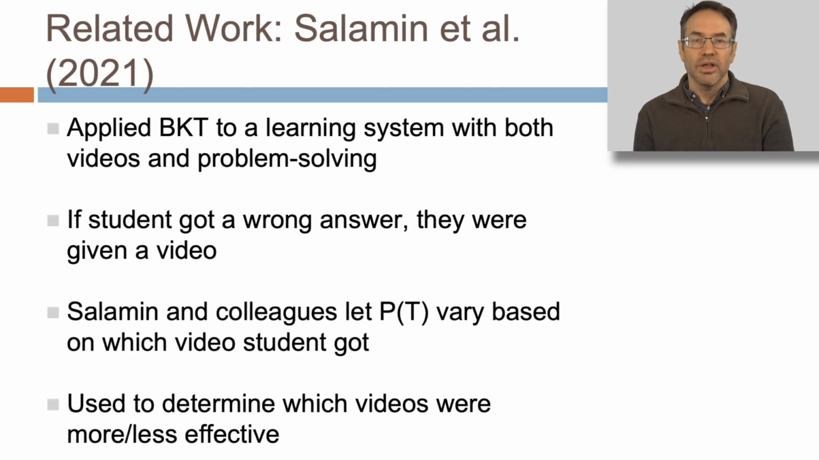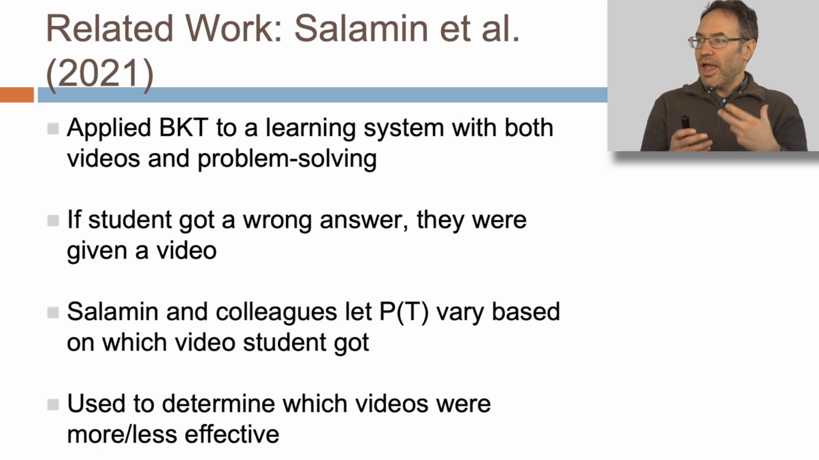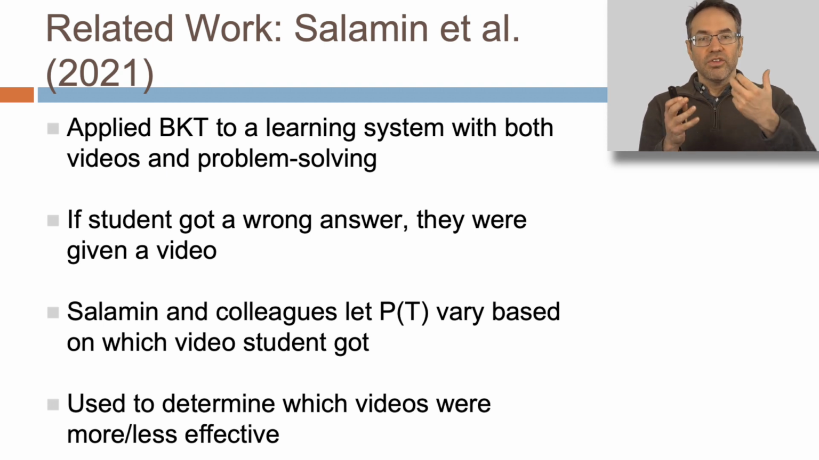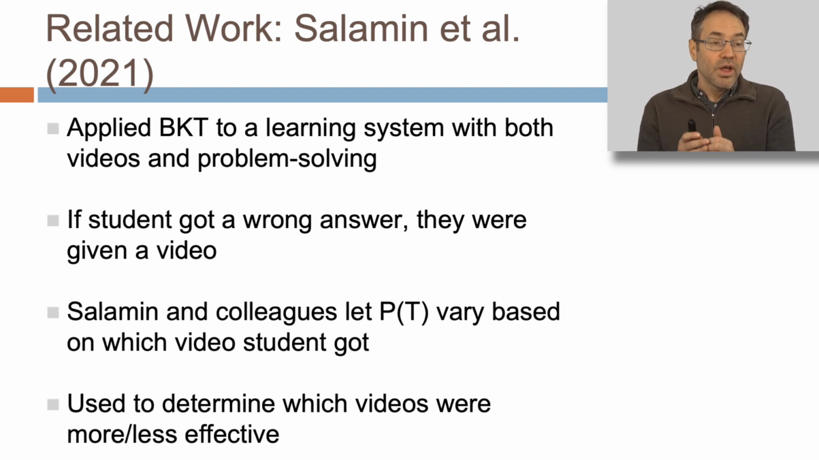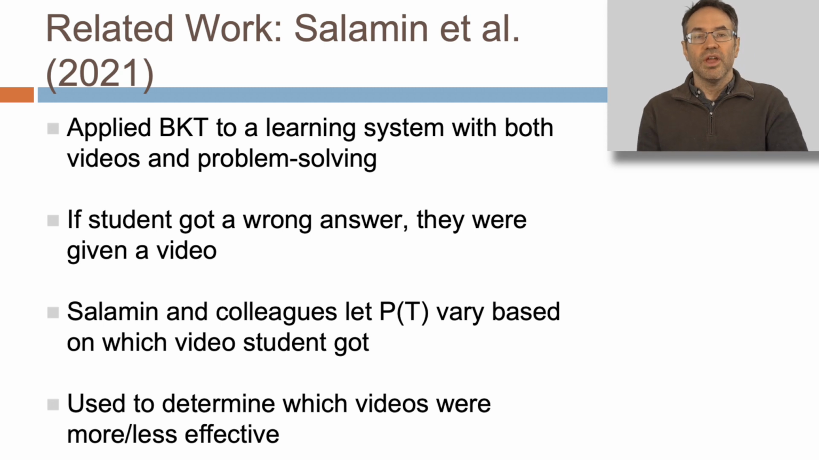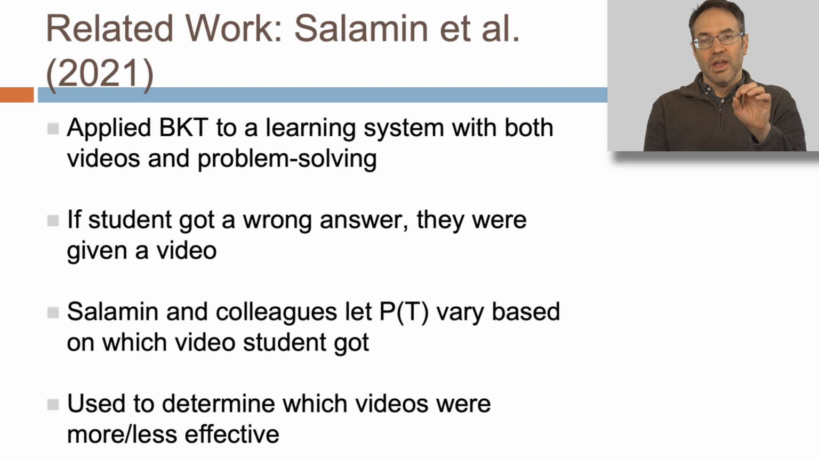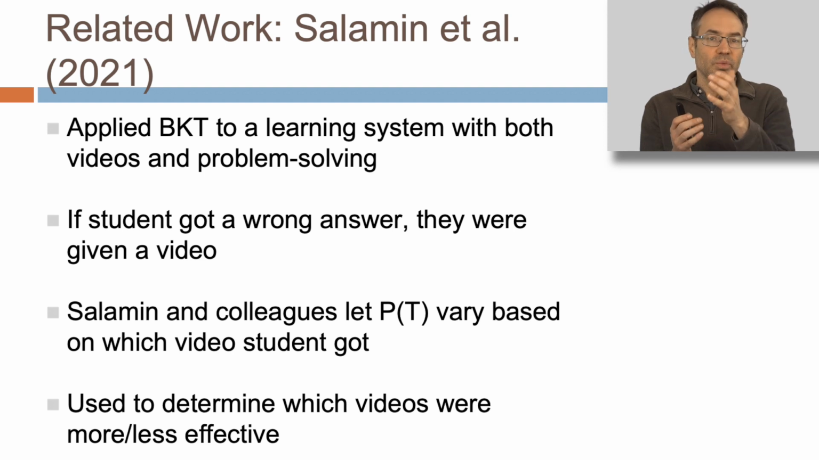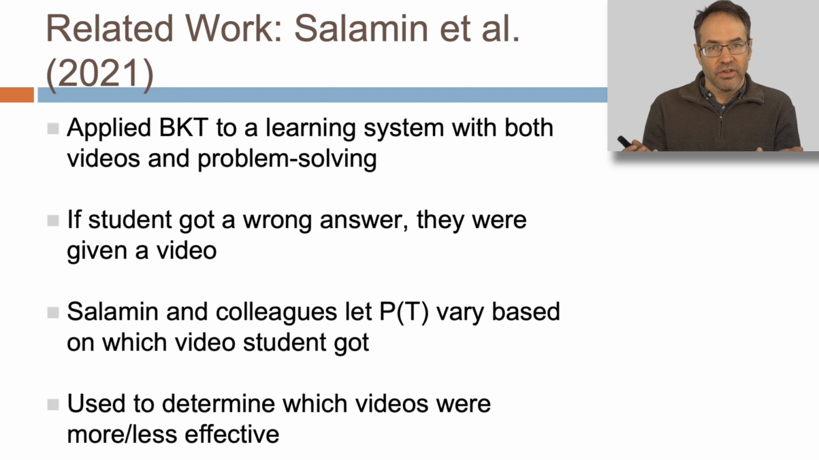In related work, Iyad Salomon and his colleagues actually used a variant on BKT to study the effectiveness of videos by looking at differences in PFT by video. What they did was they applied BKT to a learning system with both videos and problem solving. If a student got a wrong answer, they were given a video. And Salomon and his colleagues let PFT vary based on which video the student got, and used this to determine which videos were more or less effective.